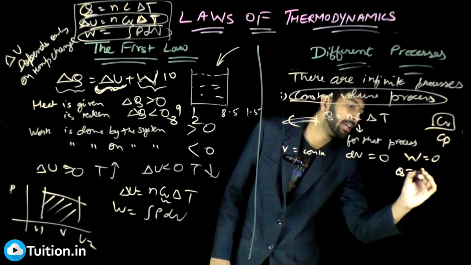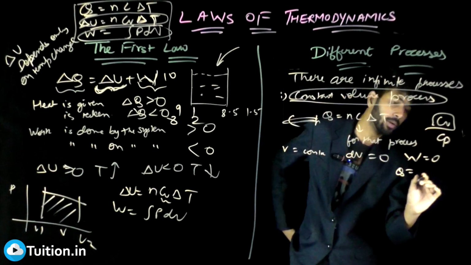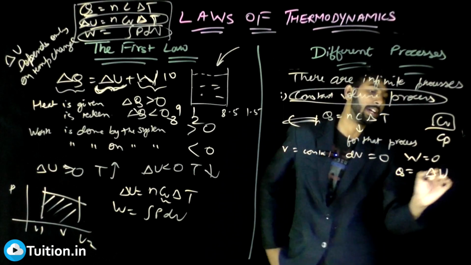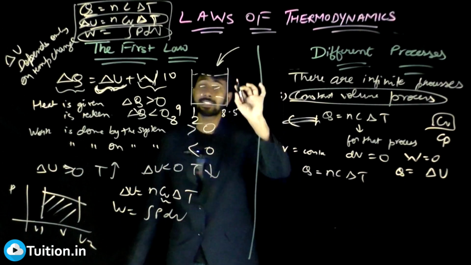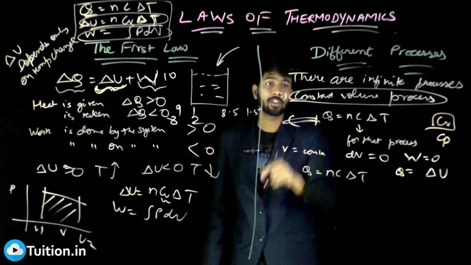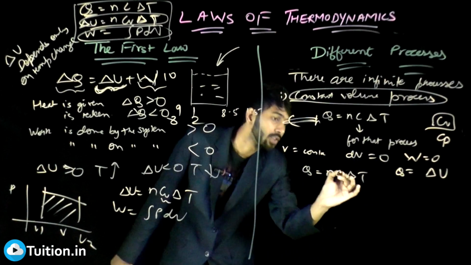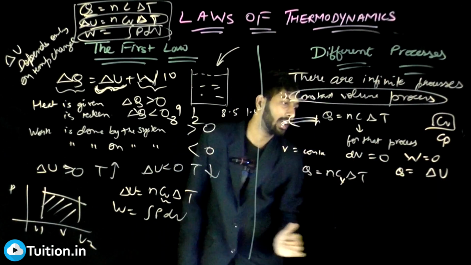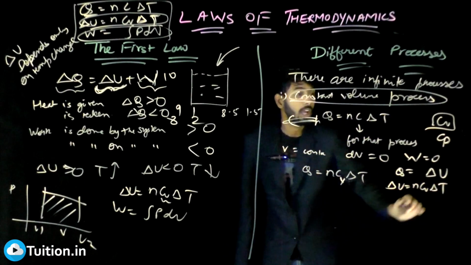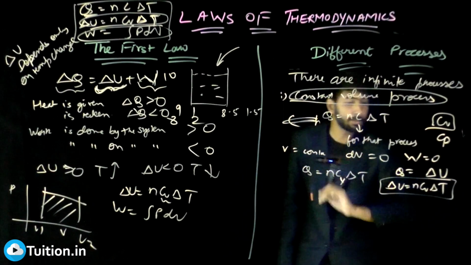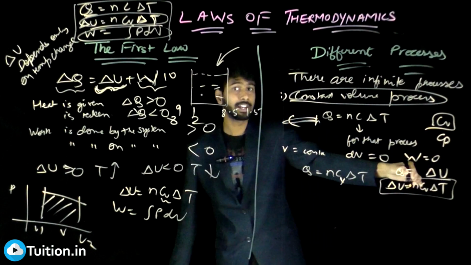So Q will straight away be equal to ΔU, right? Q equals nCΔT, remember, always, but C is to be found for the process. This is a constant volume process, so it will be CvΔT, and Q is ΔU. That is the reason why ΔU will always be nCvΔT, right? Be it any process, ΔU will always be nCvΔT.